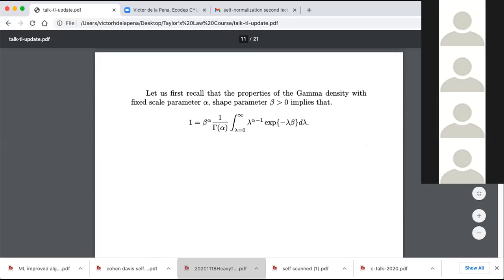So I'm just going to skip using this. Okay, so the density of the gamma distribution is beta to the alpha over gamma of alpha, lambda to the alpha minus 1, e to the minus lambda beta. When you integrate that, you have 1. So basically, we're using a variation on the method of mixtures. If you let beta be random, by Fubini's theorem, you're going to have that the expectation of beta to the alpha, where alpha is constant, over gamma of alpha, lambda to the alpha minus 1, e to the minus lambda beta, d lambda is going to be 1 if beta is a random variable. So this is the fact that we use.